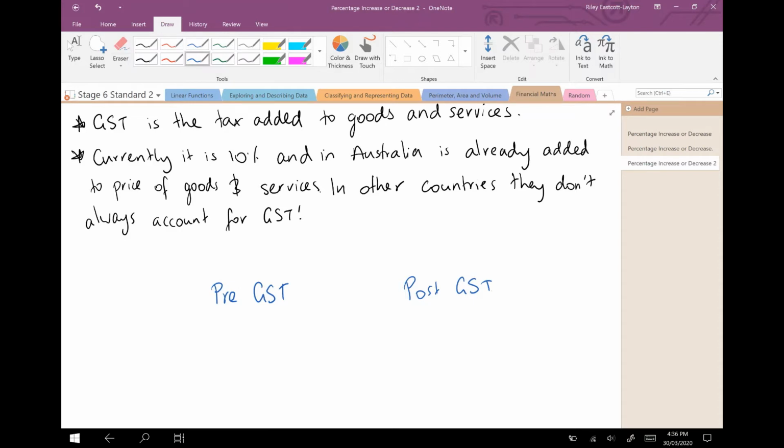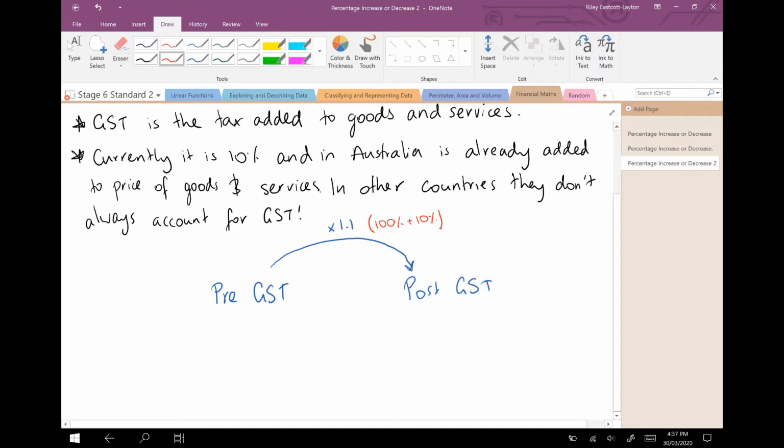So essentially, when we're going from a pre-GST price to a post-GST price, we have to add 10% on, which is kind of the equivalent of timesing by 1.1. And I'm just going to draw in brackets in red. You can add this if you want, but you don't have to. It is 100% added with 10%.